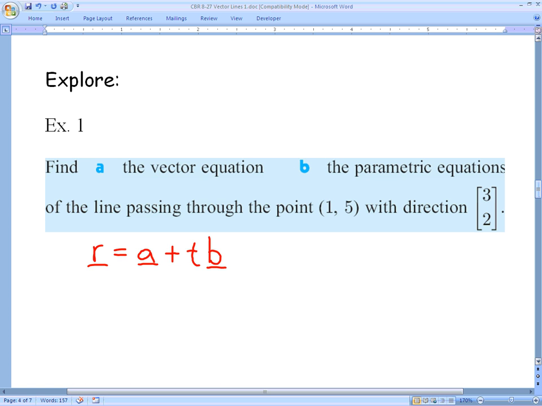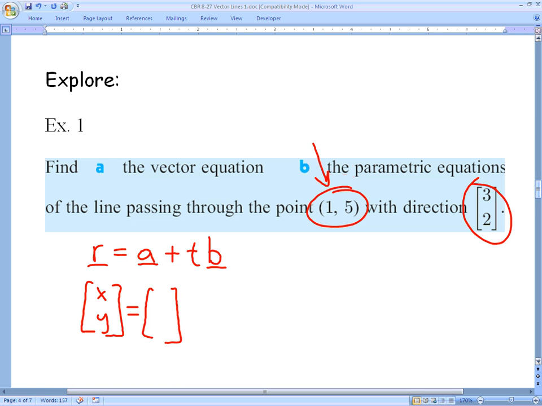And so we can start off with r. This is in 2 dimensions, we see. And so we will start off with our r vector just being the x and y, our unknowns. A is our starting point for a position vector, and the point that we're given is right here, (1, 5). I'm just going to write that as a position vector in component form, so 1 over 5, plus t. And then we have our directional vector, which is (3, 2).